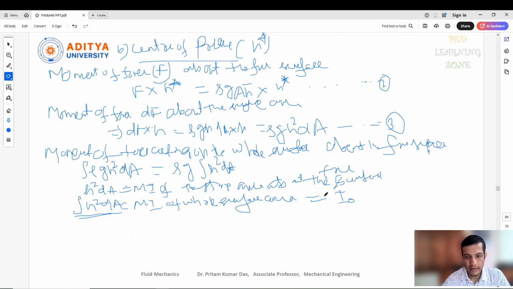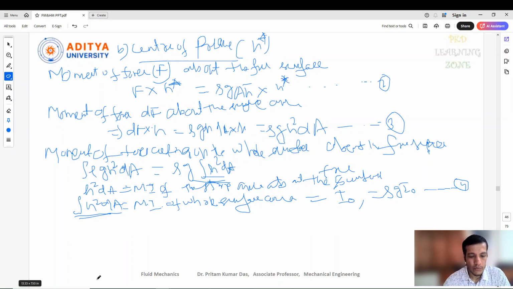So what I'll get finally here is rho g I naught. See, I just replaced this value with this I naught value, that is the moment of inertia of the whole surface or whole area at the free surface of the liquid. Now this is another equation, equation number 4.